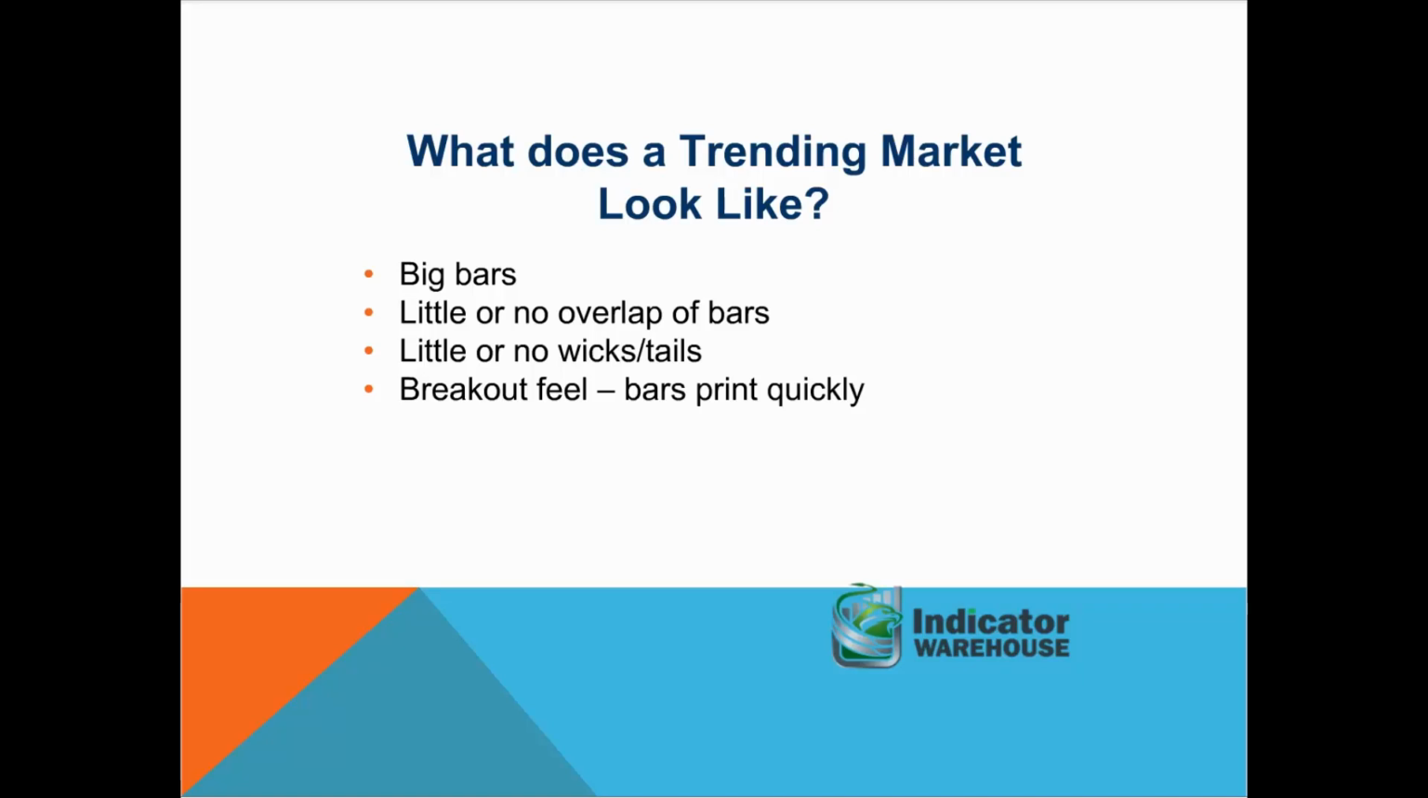Well, in a trending market, we're going to have big bars. There's going to be a lot of big bars. There's going to be very little overlap between the bars. They're going to keep stepping higher or stepping lower. There's going to be very small wicks or tails on the bars if you're using a candlestick chart. Or another way of saying that is the market is going to close near the high in an advancing bar, or it's going to close near the low in a declining bar.